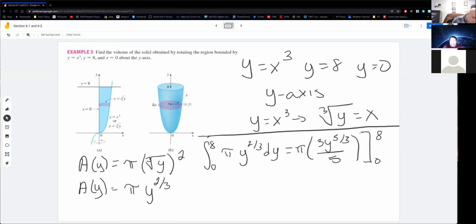All right, so the nice thing is the 0 is going to cancel out, so I don't have to worry about the 0 one. So I have the cube root of 8 is 2, so 2 to the 5th power is 32. So I have 32 times 3, which is 96 over 5. So it's 96 pi over 5 is my volume for this one.